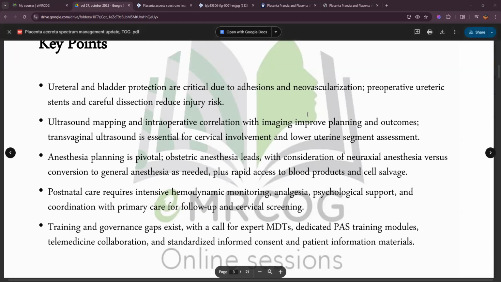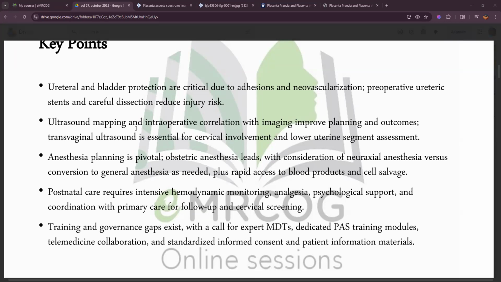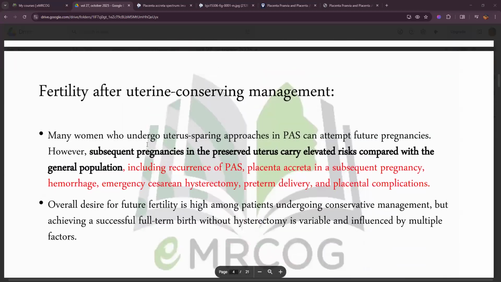How can we do so? By ultrasound mapping. So we are going to have ultrasound mapping or several ultrasound pictures. And even sometimes we can go for MRIs to know where we are going, where are the depths of this placenta. Is it approaching the bladder or invading the bladder? The urologist and urosurgeons are going to be with me also, so that they can repair the bladder if we are expecting a big tear in the bladder, a big injury.